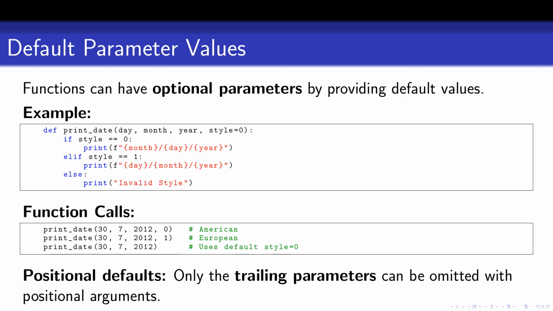In the example, different formatting styles for dates are selected based on the value of style. One key detail to remember is that only trailing parameters can have default values. You can't place a default parameter before a required one unless you're using keyword arguments explicitly. Default parameters are especially useful when you want to provide common behavior while still allowing customization when needed.